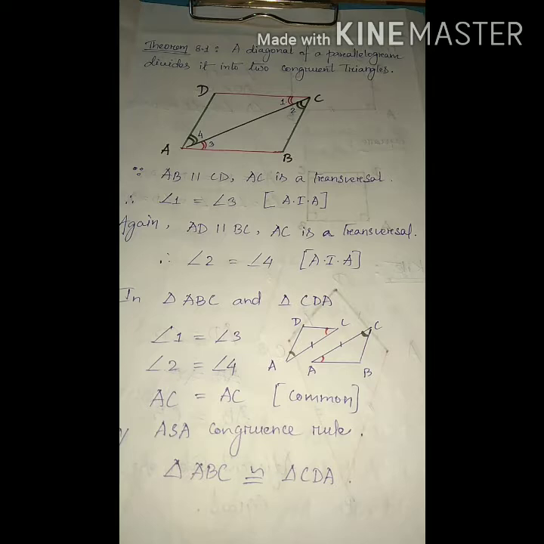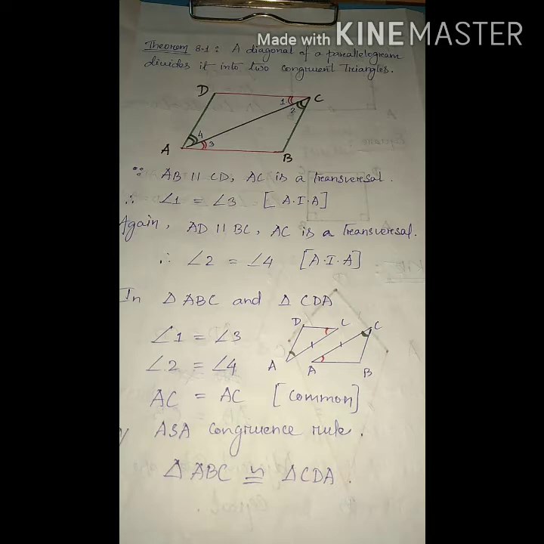Is it clear? So now here the condition, or the theorem statement, is given. If we draw a parallelogram and divide it by a diagonal, we get two triangles. One triangle is ADC, another triangle is ABC. Now our task is what? We need to prove these two triangles are congruent. Congruent means the shape and sizes are equal.